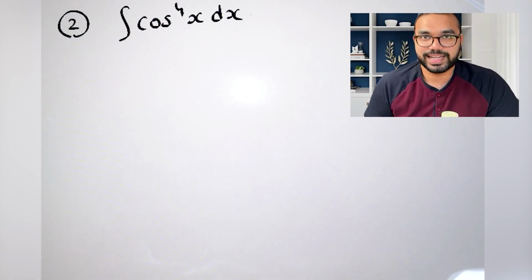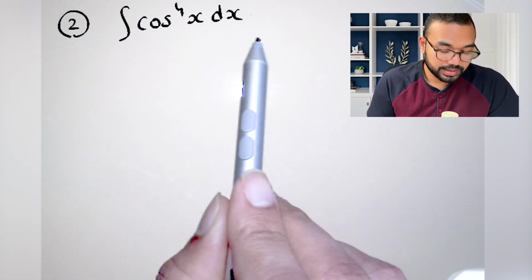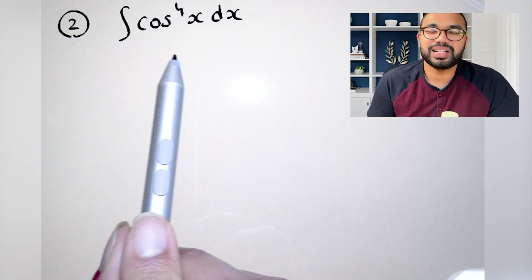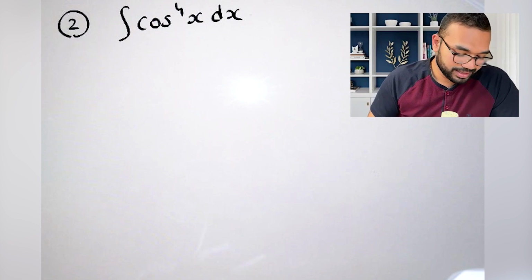Now let's move on to the second problem. Integral cos power 4x dx. The method to integrate an even power is slightly different than an odd power. You will see the difference.